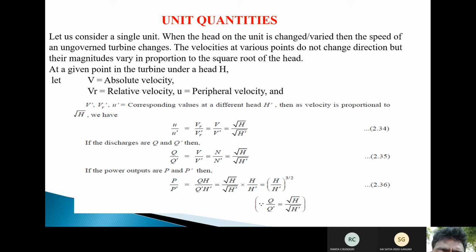Next, in this equation, V equals absolute velocity, Vr equals relative velocity, U equals peripheral velocity. V dash, Vr dash, U dash are corresponding values at a different head H dash. Then the velocities are proportional to root H. We have U by U dash, Vr by Vr dash, V by V dash equal to root H by root H dash, and the same as the discharges. Q by Q dash, N by N dash, root H by root H dash. Next, power also the same, P by P dash and QH by Q dash H dash, root H by root H dash into H by H dash.